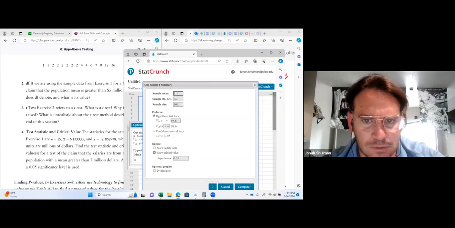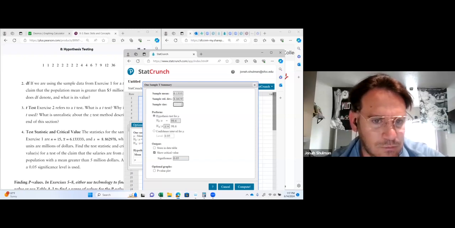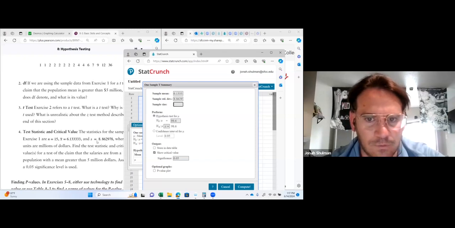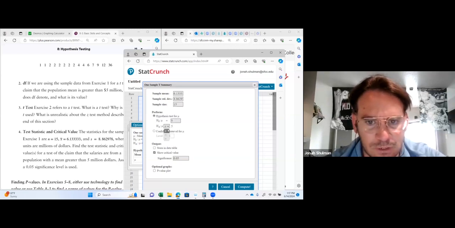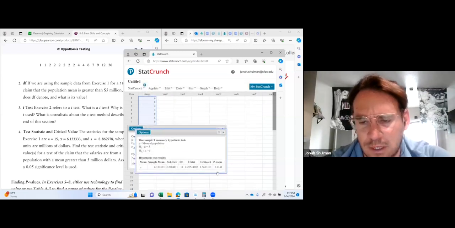The sample mean is 6.13333. Your standard deviation is 8.862978. Our sample size is only what? 15 people. And we want to know if it's going to be greater than $5 million. Compute. It is not significant. What a surprise.